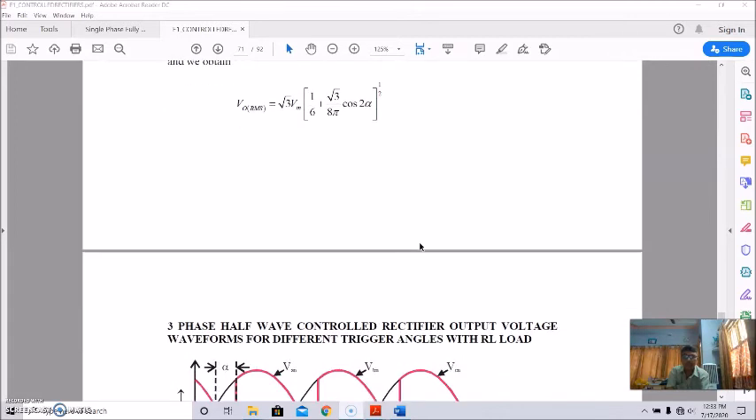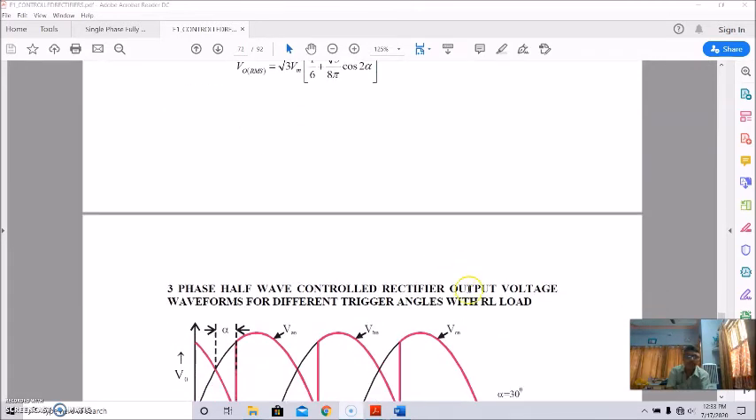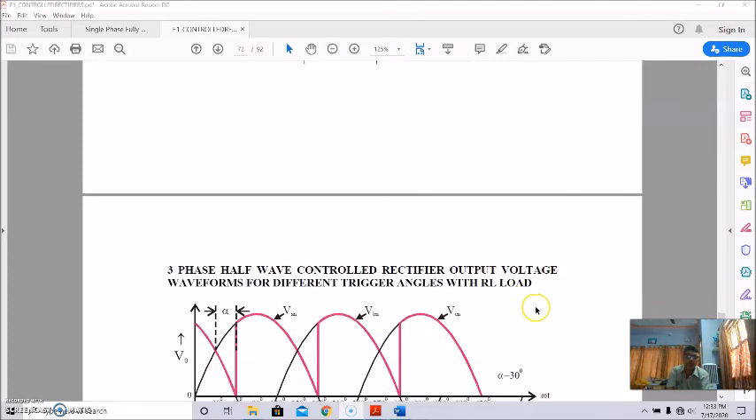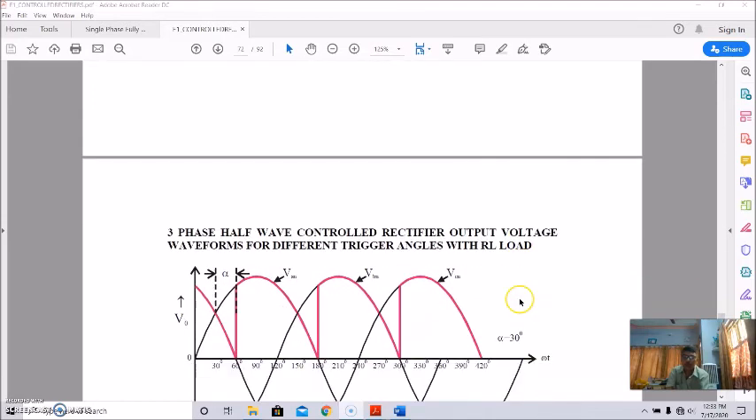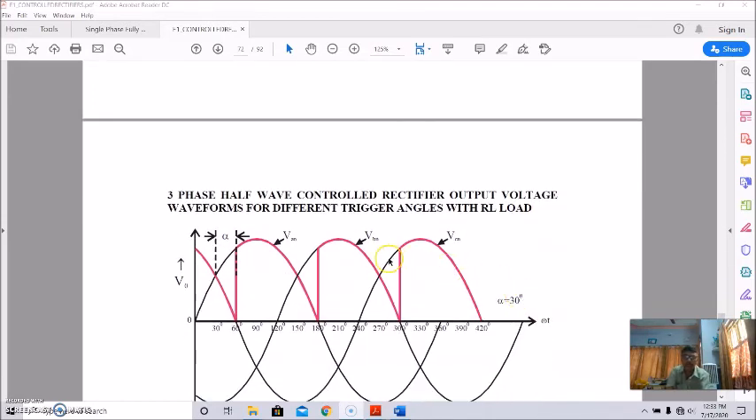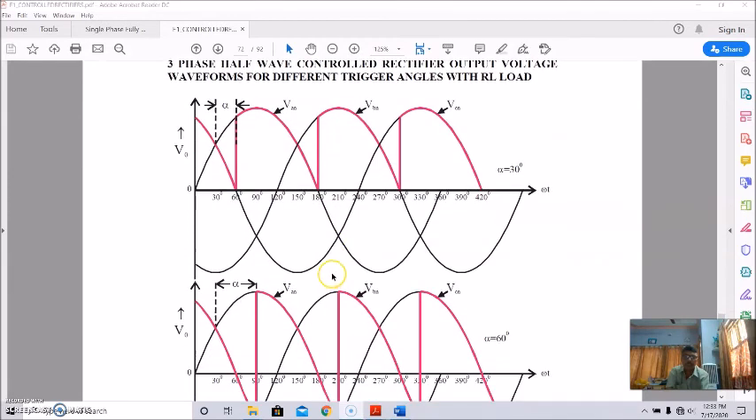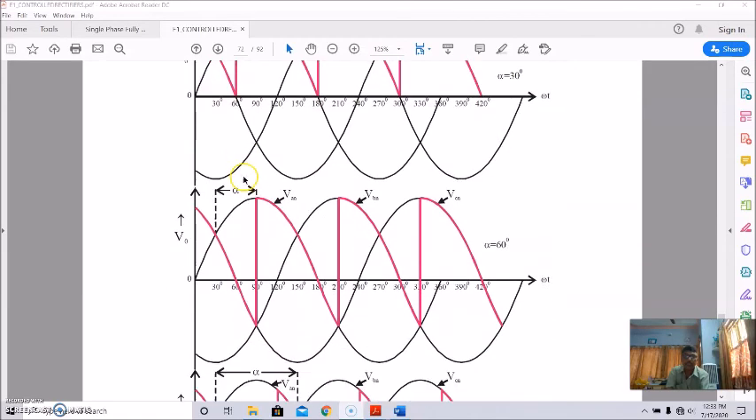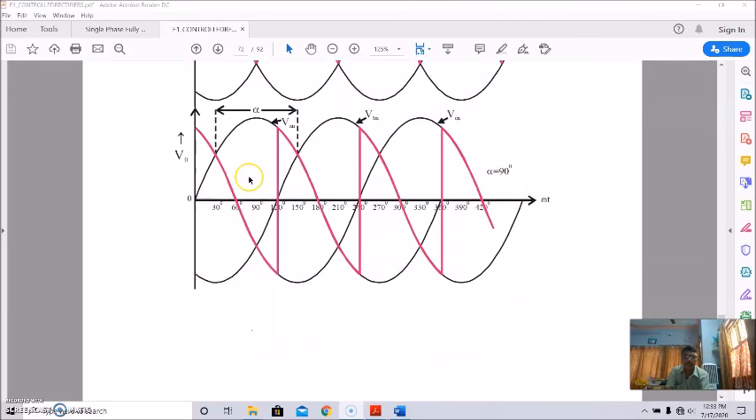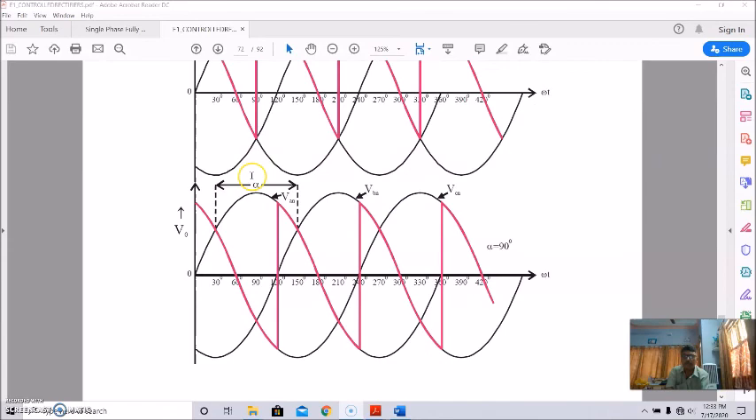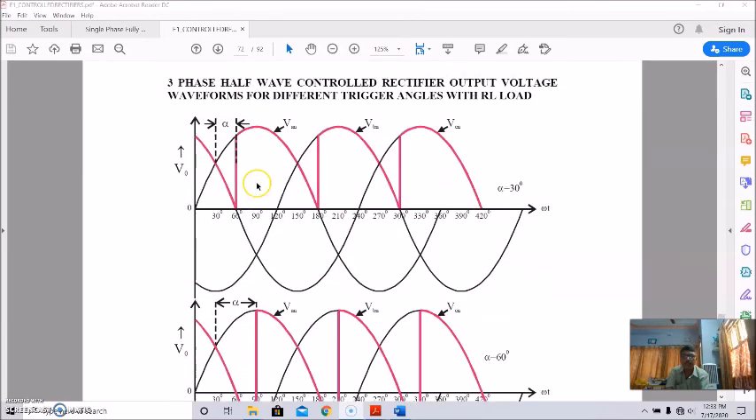So we can also find out the output voltage for different trigger angles with RL load. We have so far discussed the trigger angle alpha, that is, if we vary alpha, for 60 degree, 90 degree, etc. These are the different angles for RL load. Okay, so this is shown here.